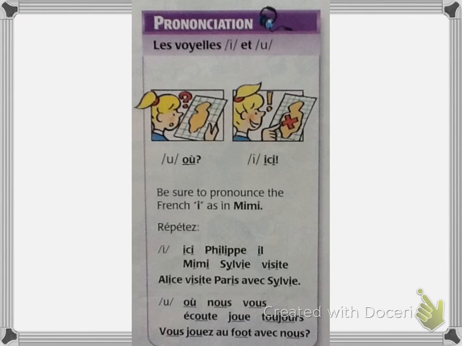Prononciation, les voyelles. Ou and ici. Be sure to pronounce the French I as in Mimi. S'il vous plaît, répétez. Ici. Philippe. Il. Mimi. Sylvie. Visite. Alice visite Paris avec Sylvie.